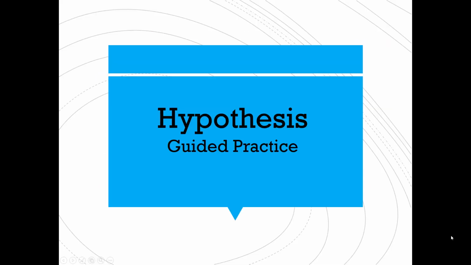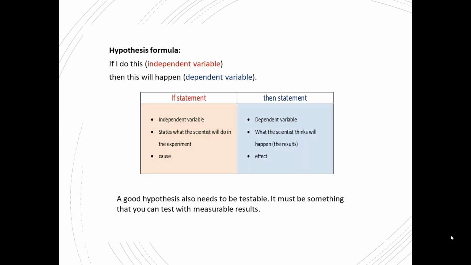We're going to go over some more examples of what makes a good hypothesis. Remember, we have a hypothesis formula: if I do this, then this will happen. If I do this, we have our independent variable. This is what we're going to do in an experiment. This is what we're going to control, and this is the cause. Then this will happen: the dependent variable. This is what we think might happen, the results, and this is going to be the effect. Remember, a good hypothesis has to be testable. It must be something we can test and measure the results of. If it's not something we can test, it's not a good hypothesis.